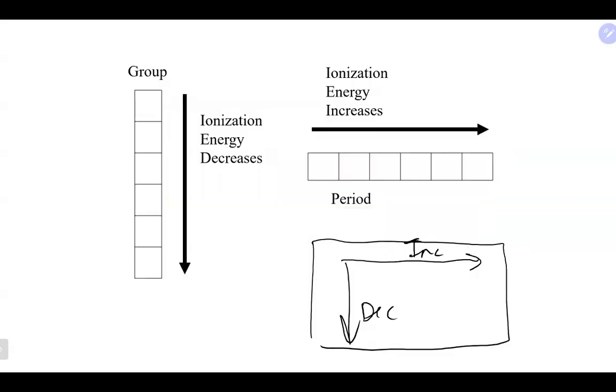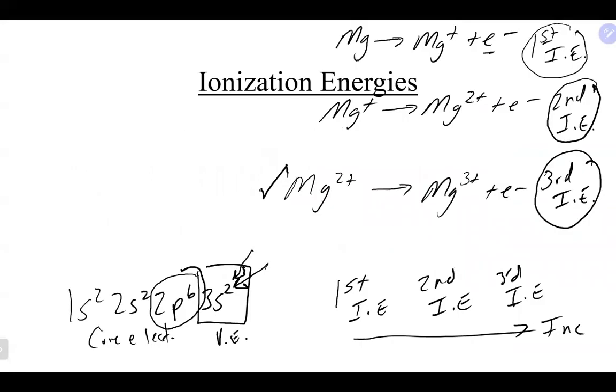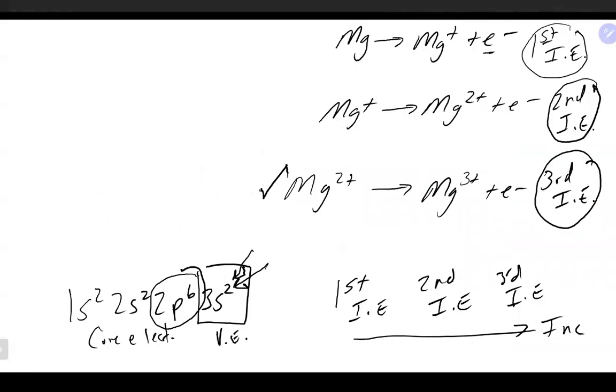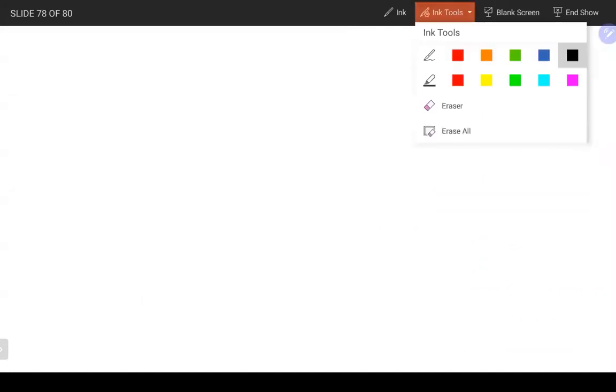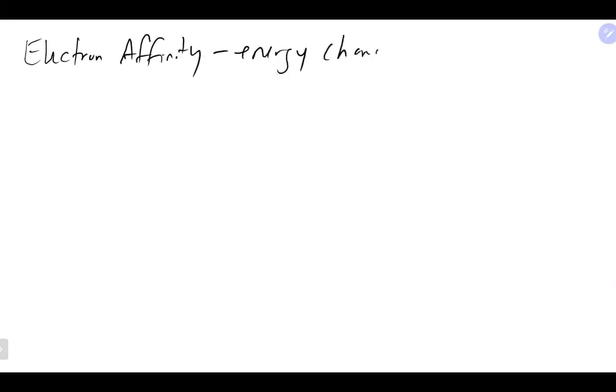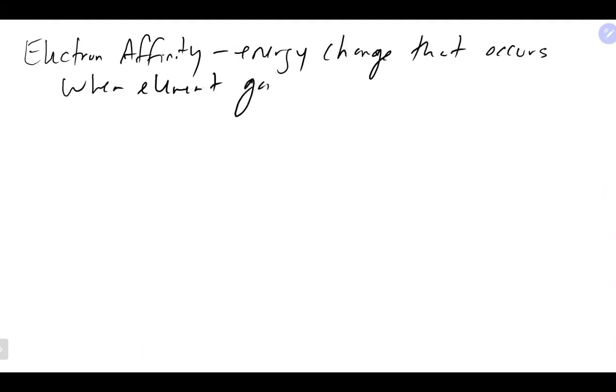So a couple other important trends that we should talk about here is electron affinity. So electron affinity is the energy change that occurs when an element gains an electron.